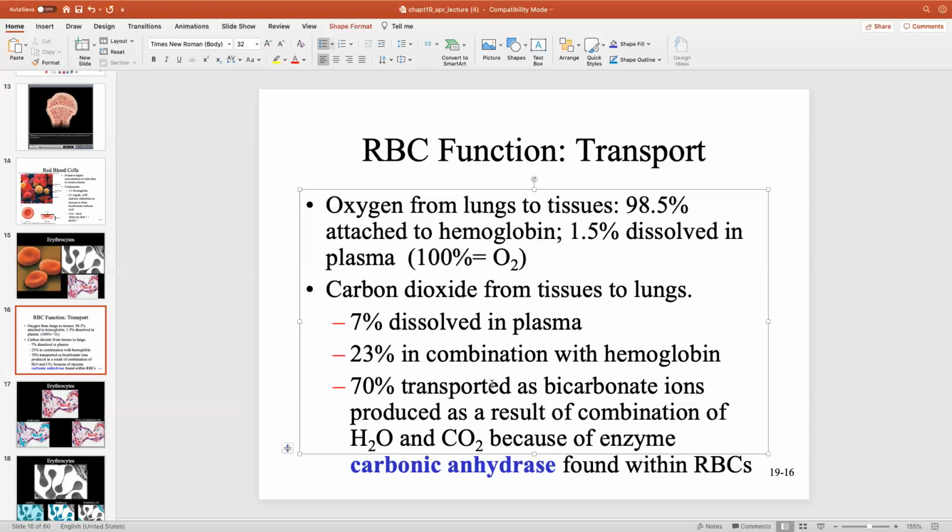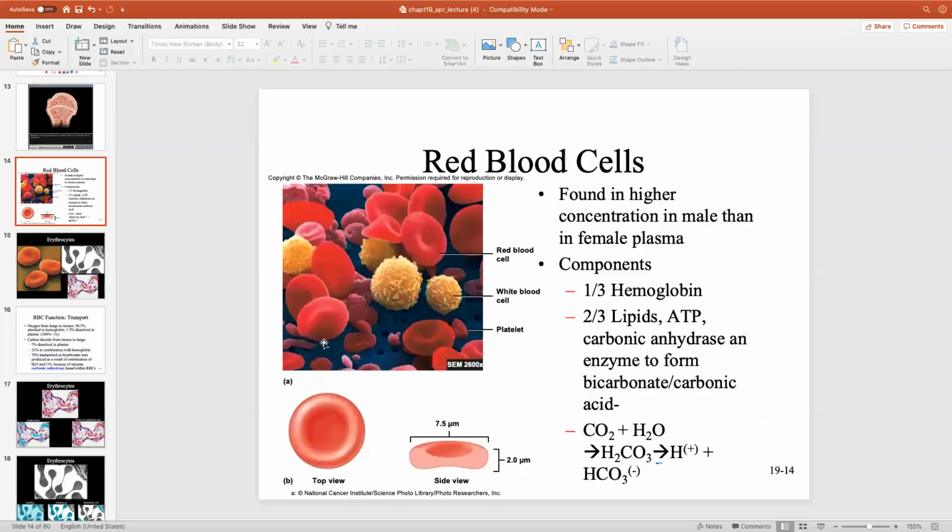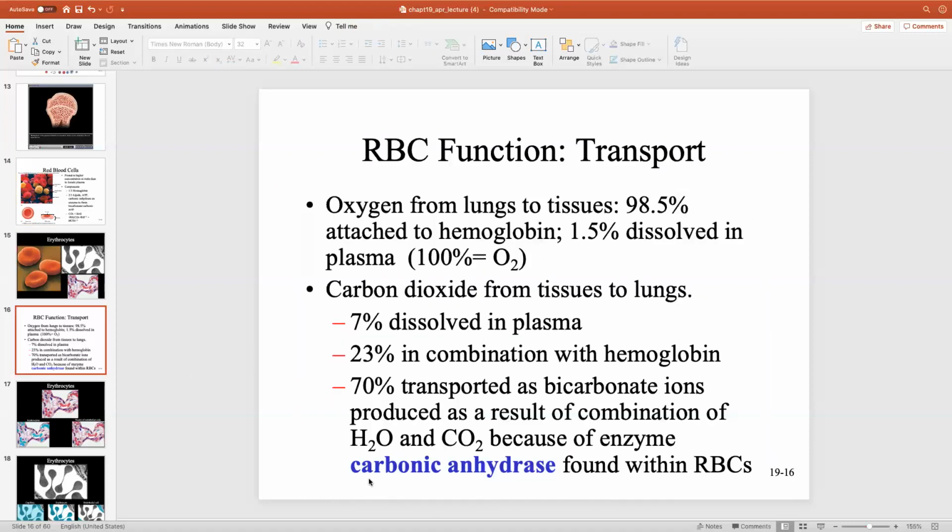23% of the time, it combines with hemoglobin. So that's not a very large percentage, is it? 70% of the time, we take the carbon dioxide produced as a waste product from aerobic respiration, and we add it with another waste product, water. We combine it with an enzyme from our red blood cells, carbonic anhydrase. When we do it, we produce bicarbonate. This is what we produce. In other words, we carry gases slightly differently depending on the gas.